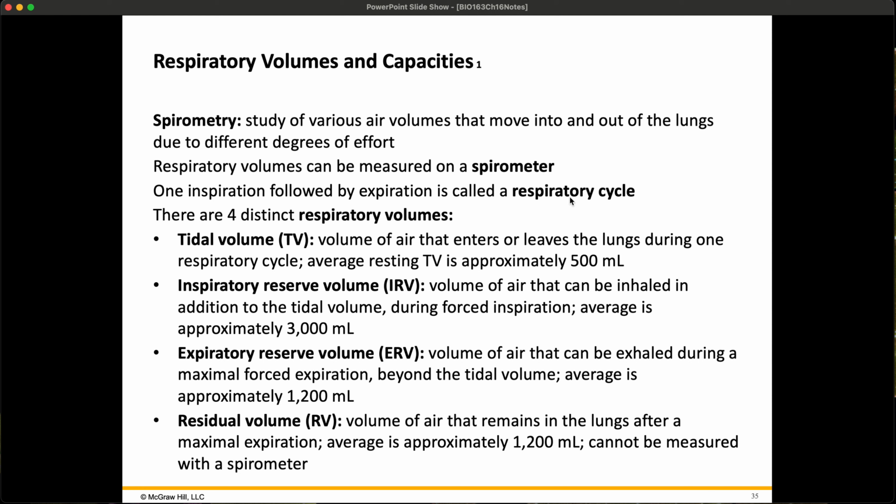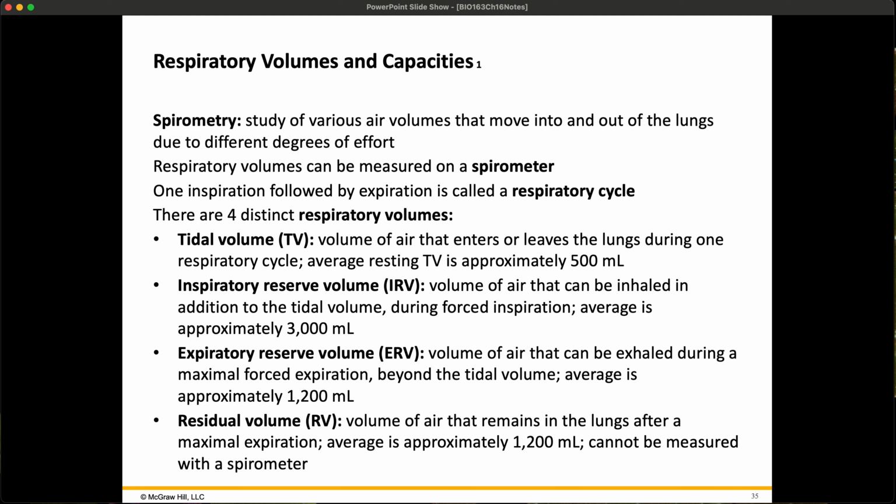A basic respiratory cycle is one inspiration and an expiration. So in and out. There are 4 distinct respiratory volumes that we need to look at: tidal volume, inspiratory reserve, expiratory reserve, and residual volume. Your tidal volume is just the volume of air in a normal average resting cycle.